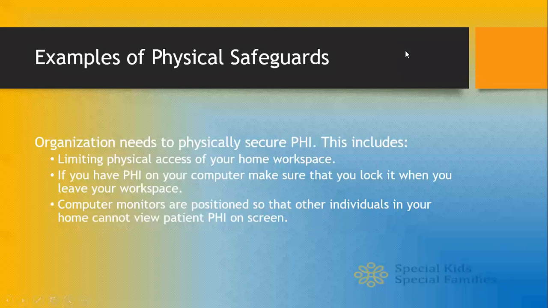So some examples of these physical safeguards are an organization needs to physically secure PHI, which includes limiting physical access of your home and workspace. If you have PHI on your computer, make sure you lock it when you leave your workspace. And then computer monitors are positioned so that other individuals in your home cannot view patient PHI on the screen.